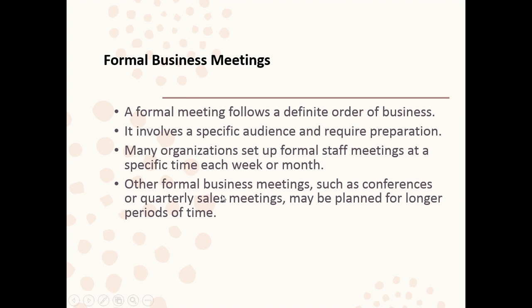Okay, so other formal business meetings such as conference or quarterly sales meeting may be planned for a longer period of time. Sometimes the organisation itself already knows when it wants to hold a meeting, such as quarterly or annual meetings, so that is planned long in advance. And it is not necessarily only a business meeting with the directors. It could be with all the staff, and that can be an example of a formal business meeting.